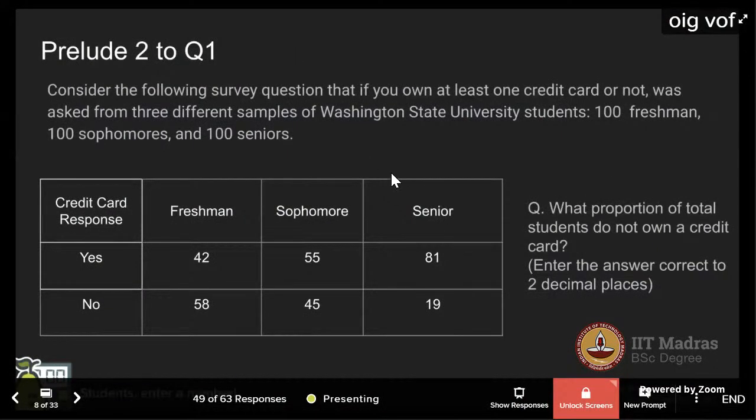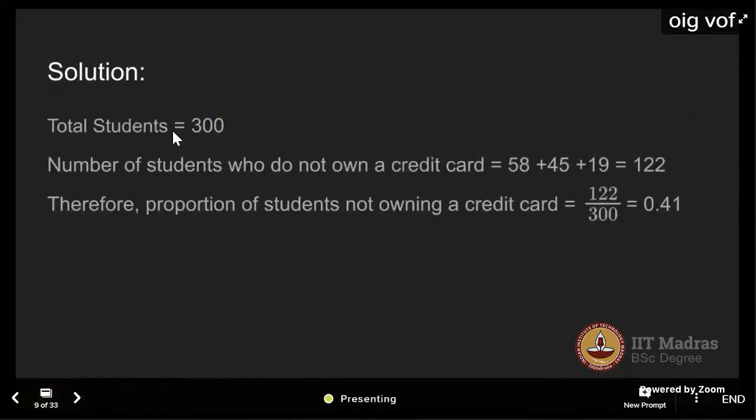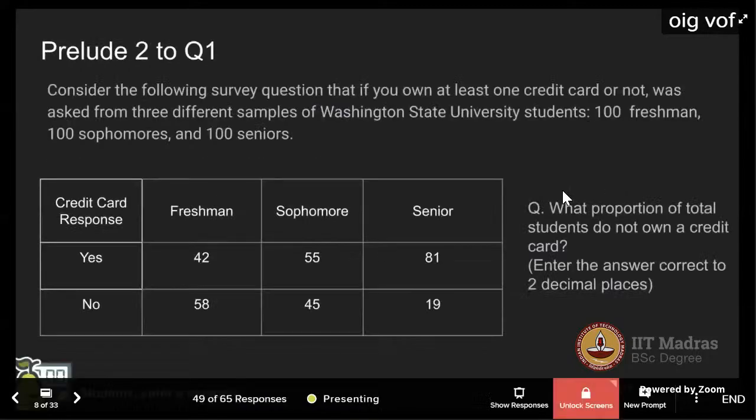Okay, as we know, total students are 300 and the number of students who own a credit card is 0.4. You already have written the same, correct? Okay, number of students who don't own a credit card are... we have to just submit, right?